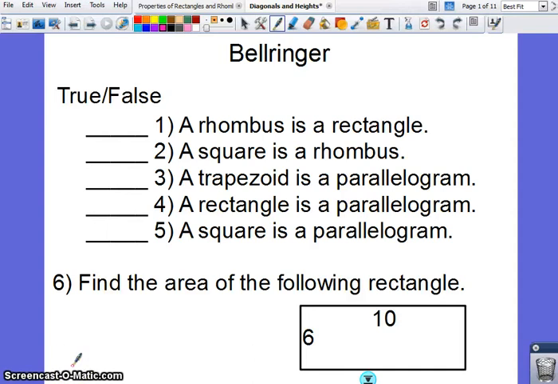Talked about classifying quadrilaterals. So these first 5 questions are just testing that knowledge. The best way to go about these is find the definition or remember the definition for the two things and then figure out, does the first one fit inside the definition of the second one?